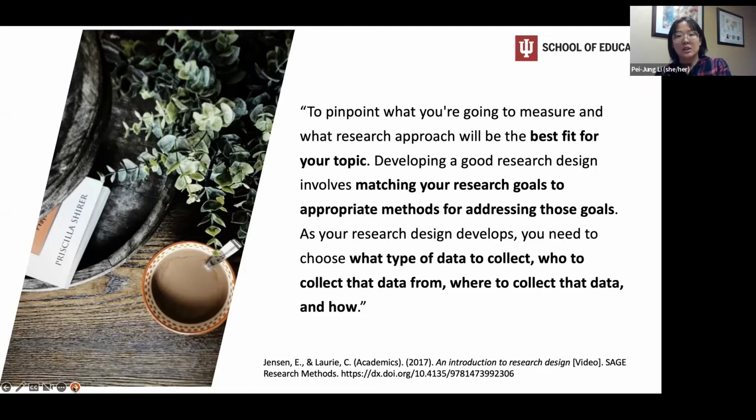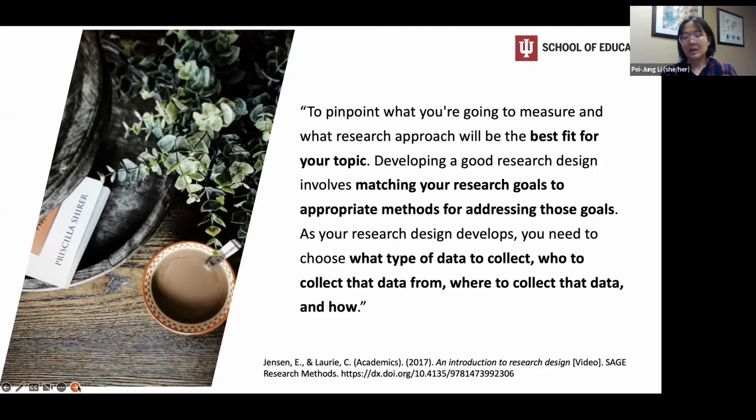So it actually includes developing a good design that could match your research goals to appropriate methods for addressing those goals. Basically it includes what type of data to collect, who to collect the data from, where to collect the data, and how to collect the data. So basically it's a circle that will go throughout the research process.